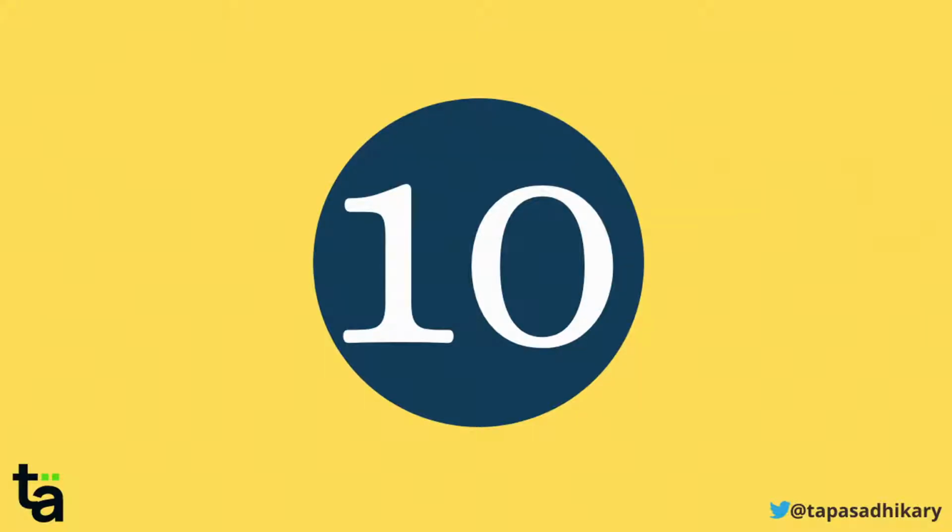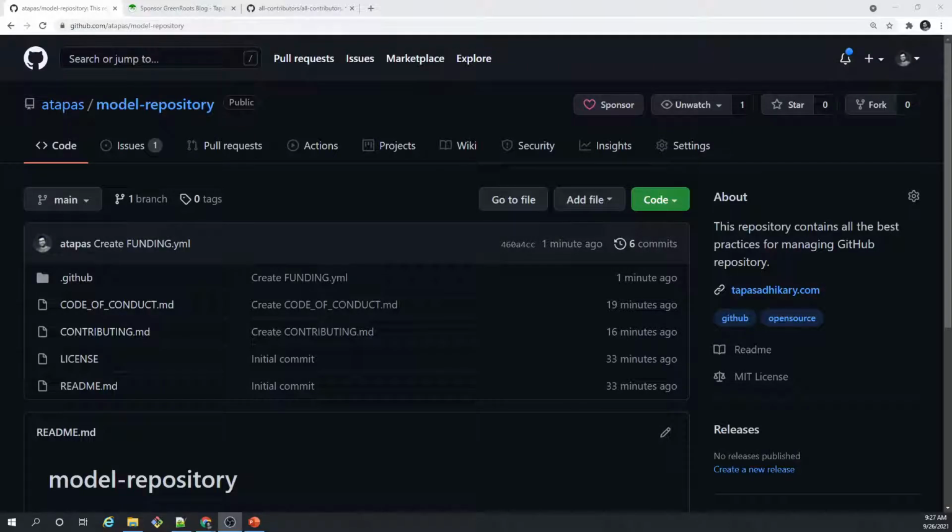Point 10. So we are at the last point. The last point is about reusability. If you create a repository which can be a starting point for somebody else to create a repository, I think you should always be doing that. For doing that, you can make your repository a template repository. Once you do, when somebody creates a repository, they can use your repository as a base to create theirs, right?